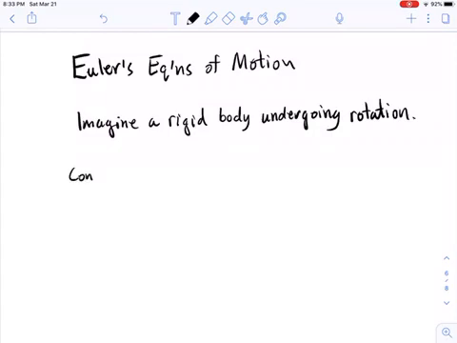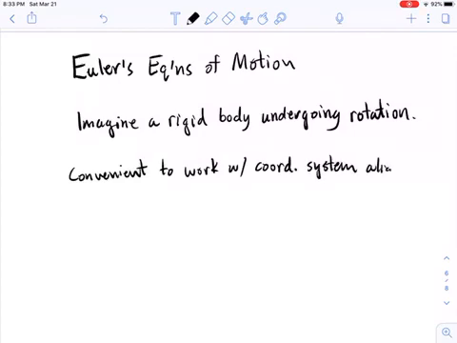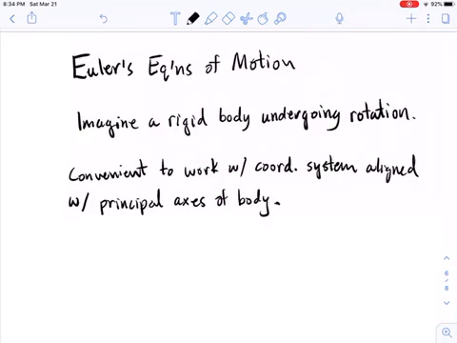So it's convenient to work with a coordinate system that's aligned with the principal axes of the body. So if you had some fixed coordinate system and initially you aligned them with the principal axes, but then your body starts rotating, then your fixed coordinate system is no longer aligned with the principal axes.